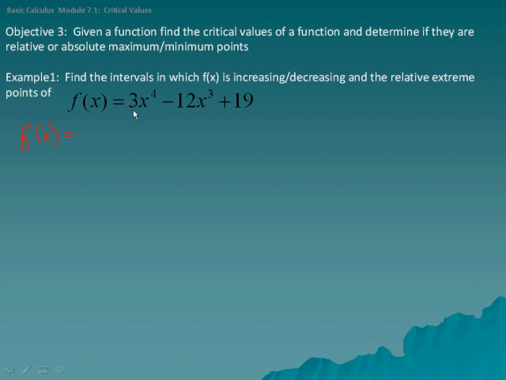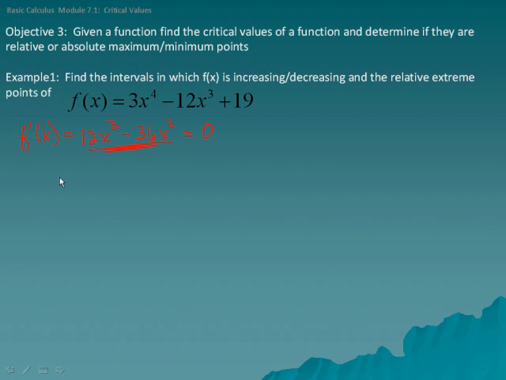And using the power rule, we're going to get 12x to the third minus 36x squared. And let's go ahead and factor, because we're going to set it equal to 0. Because it's a polynomial, that means that it's going to be continuous all the way from the left to the right, so we don't have to worry about this function being undefined.